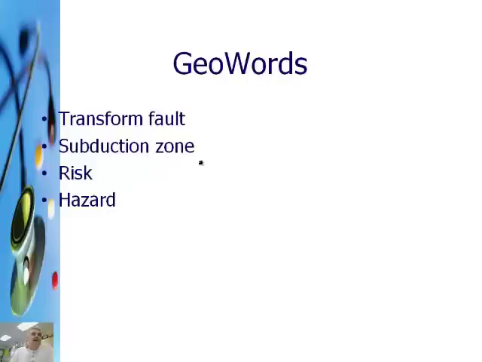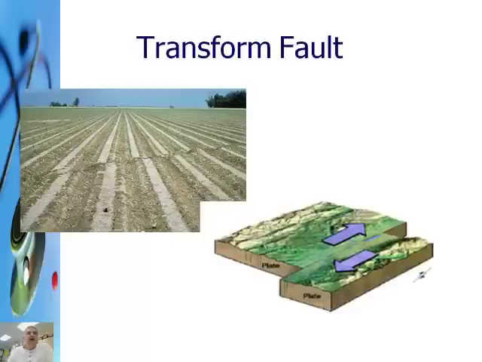All right. Today we want to cover some words that you're going to learn the definitions of. They are transform fault, subduction zone, risk and hazard. Risk and hazard? I bet you know what those mean already. All right, let's talk about what a transform fault is.